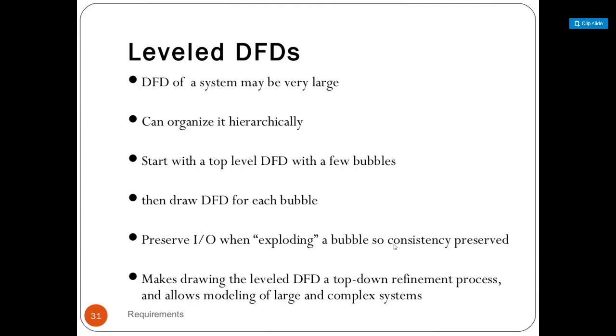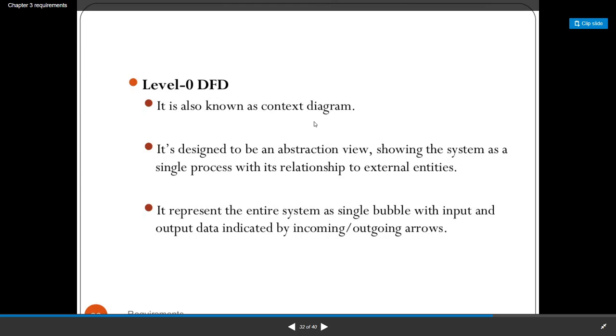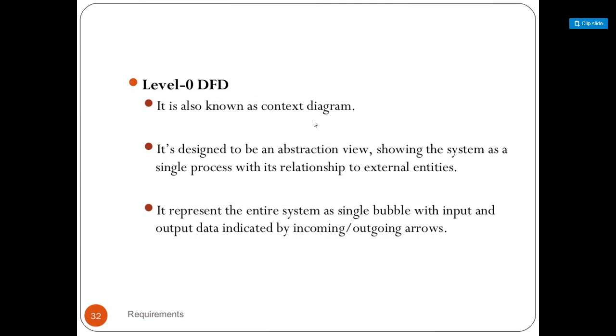So there are levels for this DFD. You start with one level, and later, as I told you in the previous slide, you go on increasing the size of it and add more detailed things to it. That is how you do it. First, we start with the single one, which we call the level 0 DFD, which is also called the context diagram. It is designed to be an abstraction view, like a bird's eye view, like from far what it looks like.